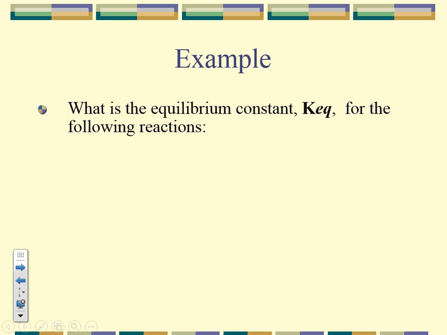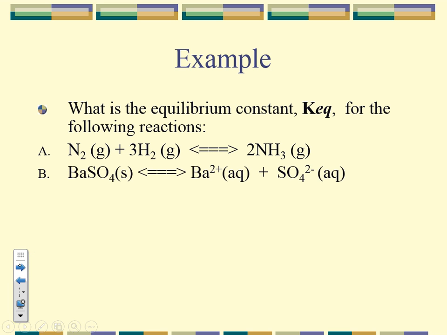Let's go through an example. We want to solve for the KEQ, or the equilibrium constant, for the following reactions. Reaction A is nitrogen reacting with hydrogen to produce ammonia. It's a reversible reaction, goes in both ways. All states of matter for the first reaction are gases, so make sure you're paying attention to the states of matter listed. Reaction number two, we have barium sulfate decomposing into barium ions and sulfate ions. Barium sulfate is a solid, where the ions that are produced are both aqueous. So pay attention to the states of matter.